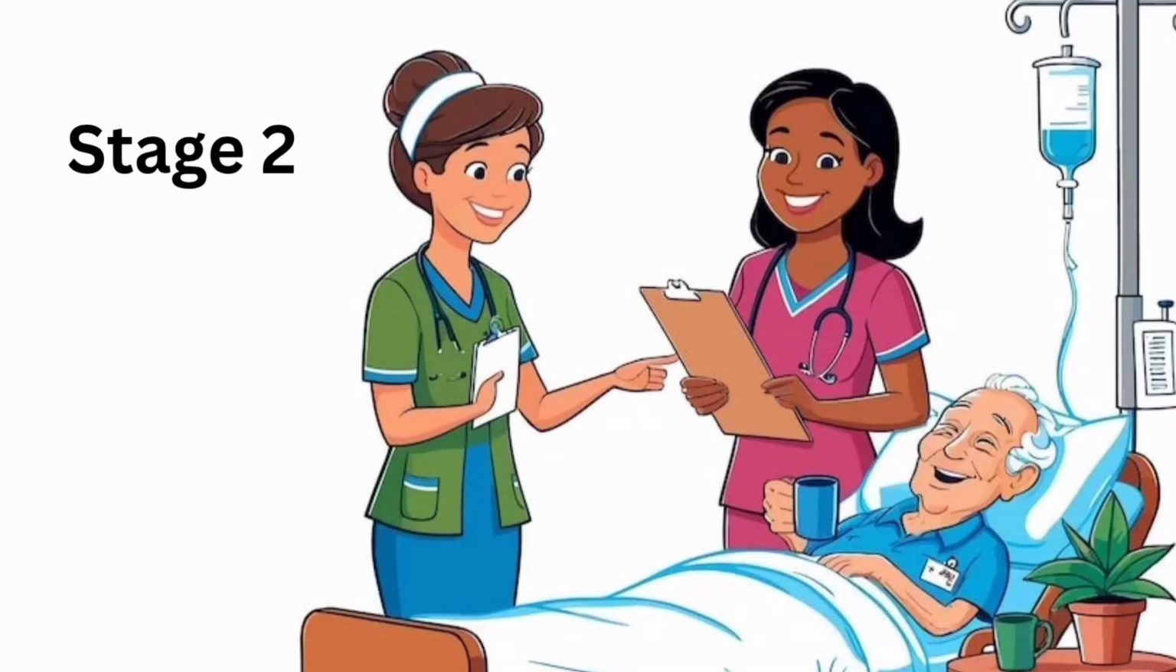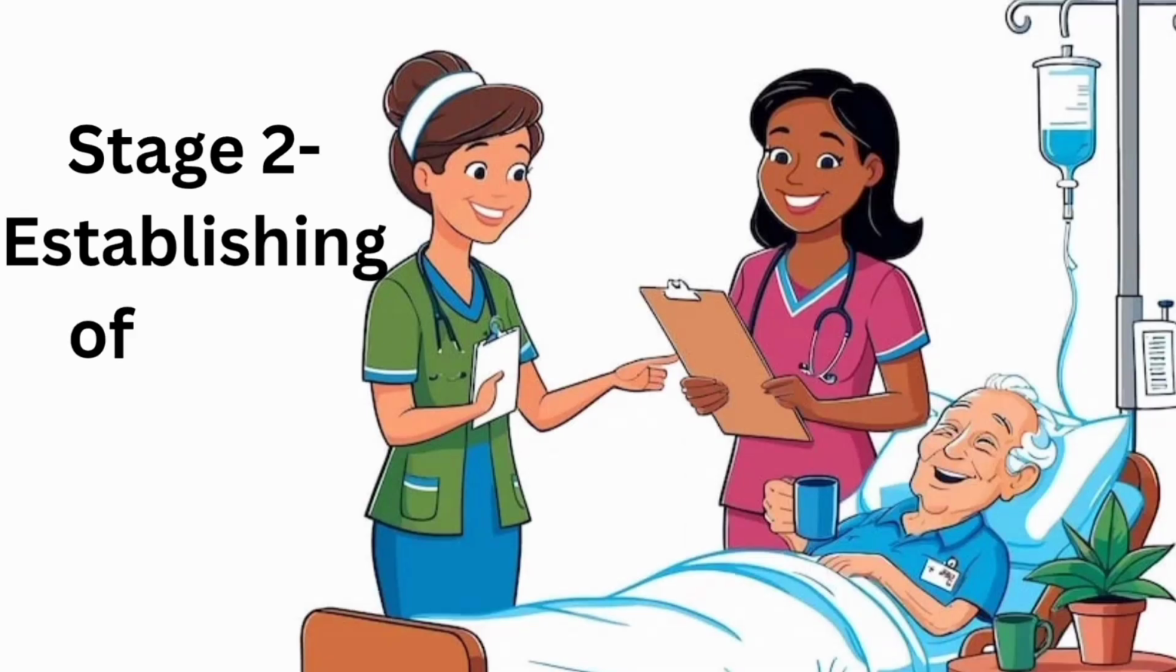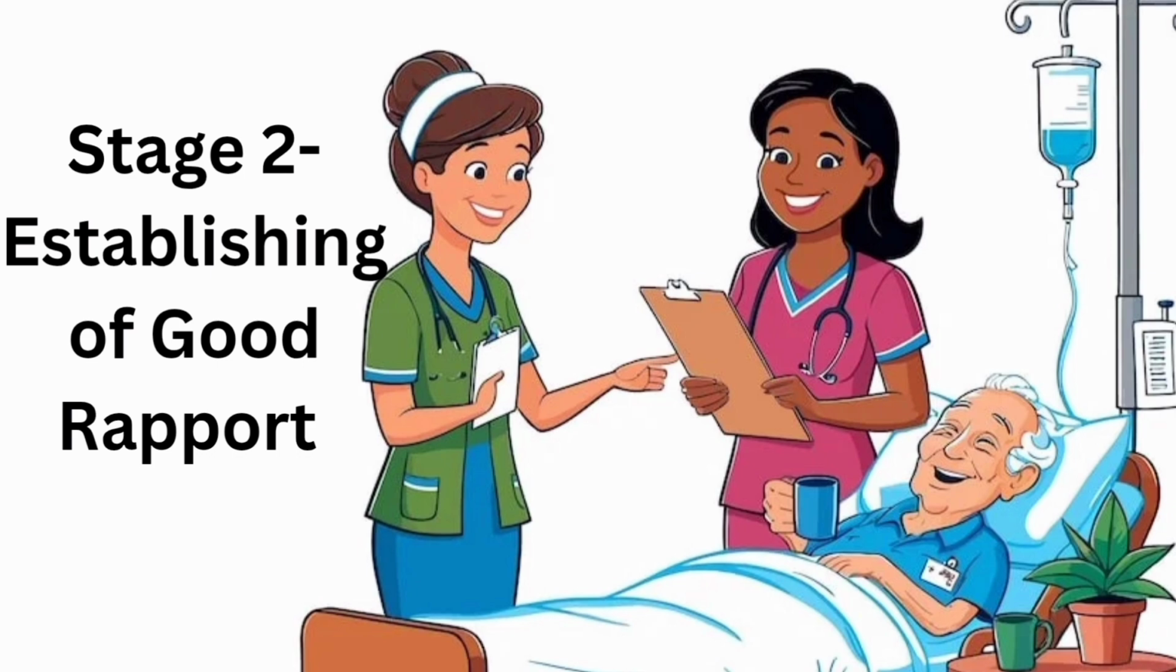The second stage is rapid establishment of rapport. It means building trust quickly so the person feels safe to talk with you. Here the nurse's action is to use a calm, friendly tone with the patient, listen actively to what they are saying, show empathy and be non-judgmental so that he can open up with you.